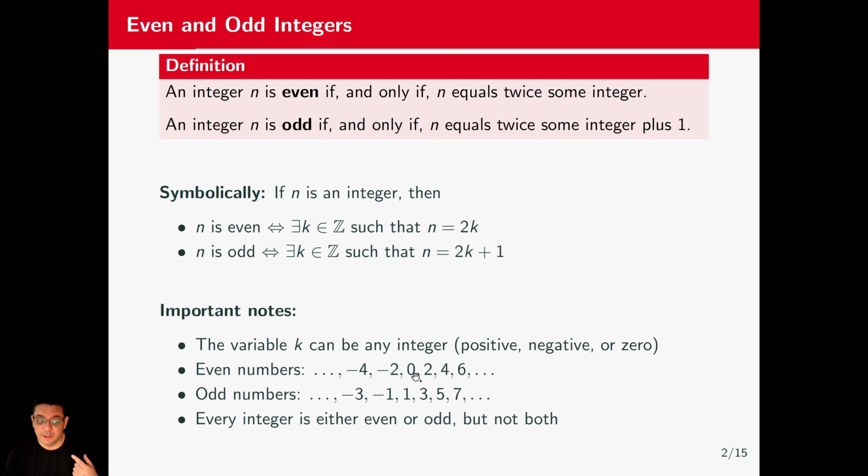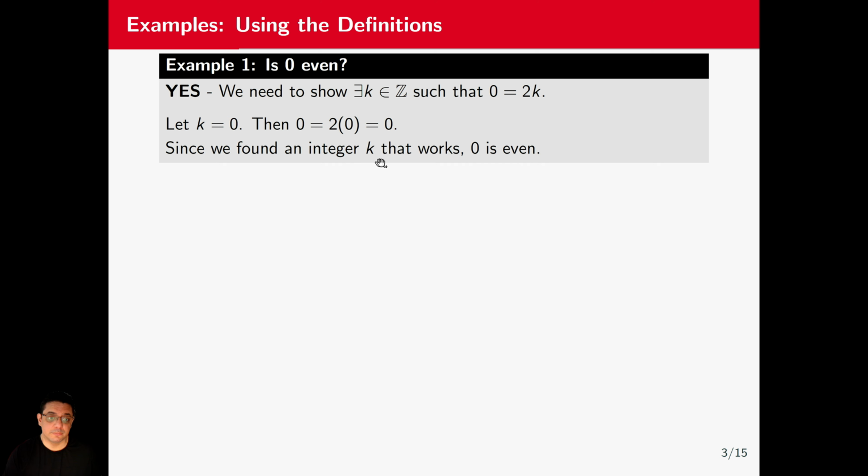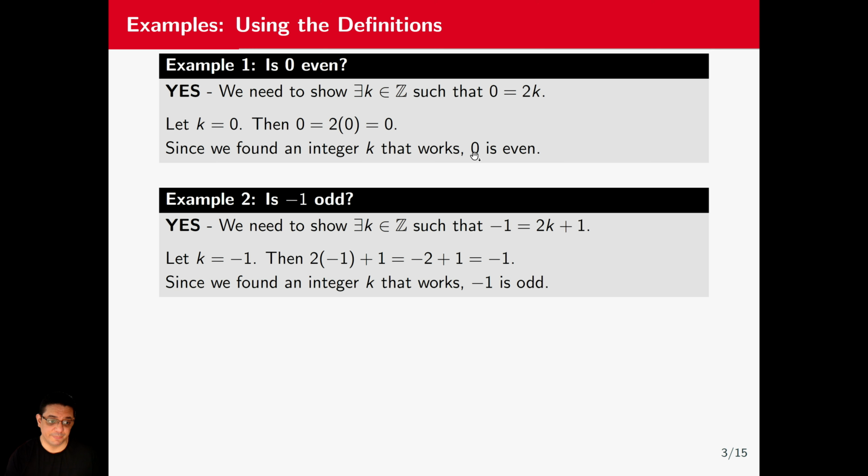Notice that 0 is even. We can see that 0 is even because we can represent 0 as twice some k. What k, you ask? Well, we can give 0 as the k, so we can represent 0 as 2 times 0. That means we found an integer that works for the relationship of even, and 0 is defined as even.